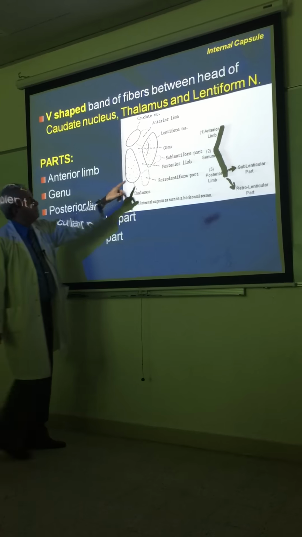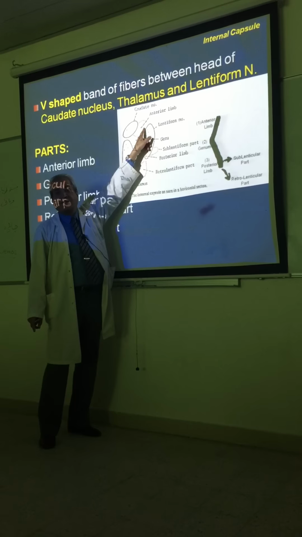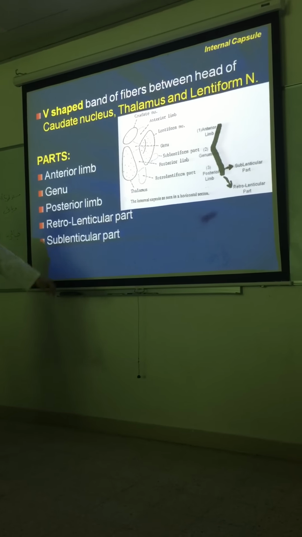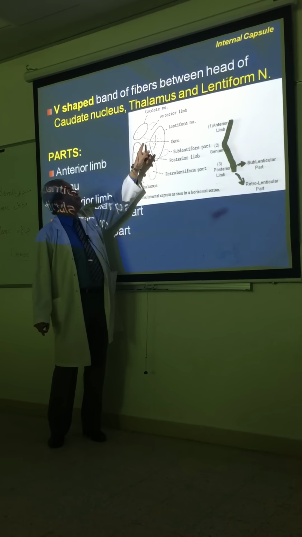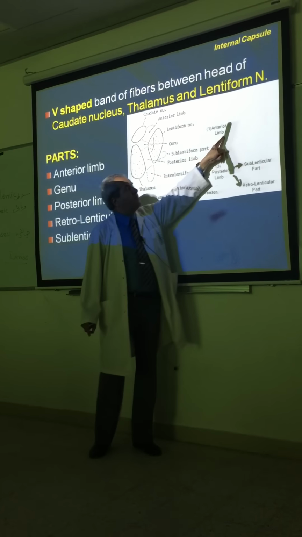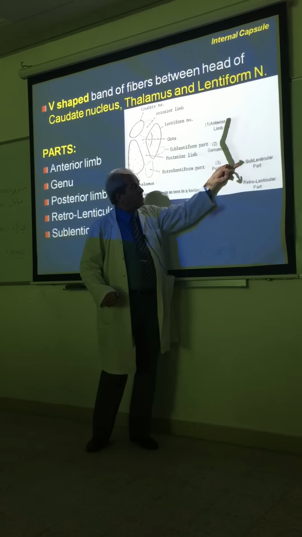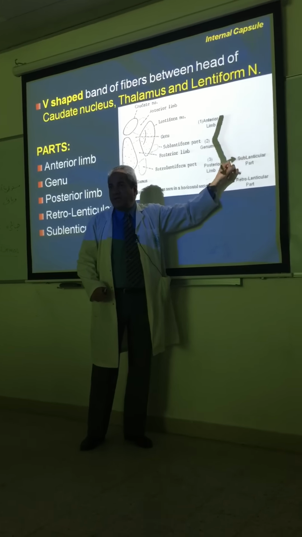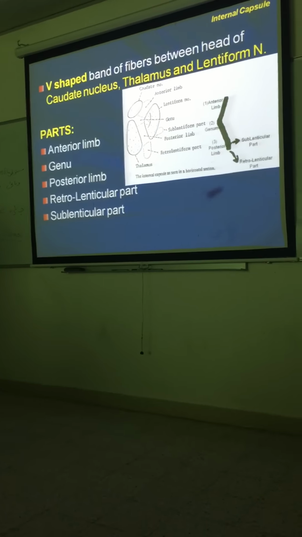And here you will find all this filled by fibers. This is called internal capsule. Internal capsule, what are the parts? Internal capsule has an anterior limb, genu, posterior limb. Anterior limb, genu, bent, posterior limb, two other parts, sublenticular below and retrolenticular behind. So there are 5 parts of the internal capsule.